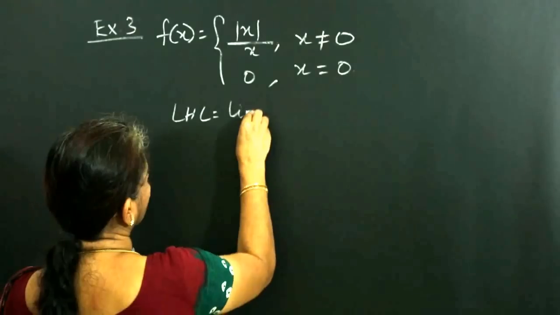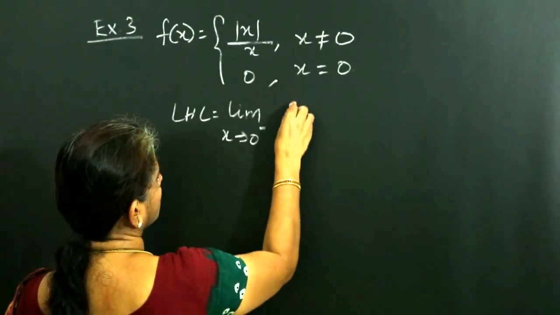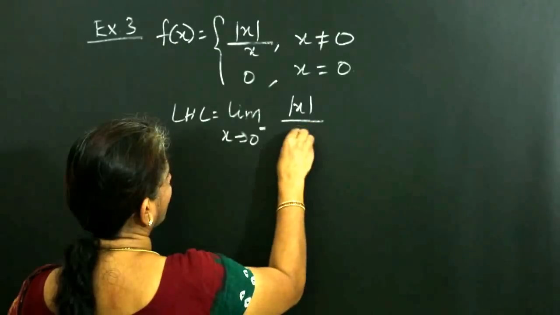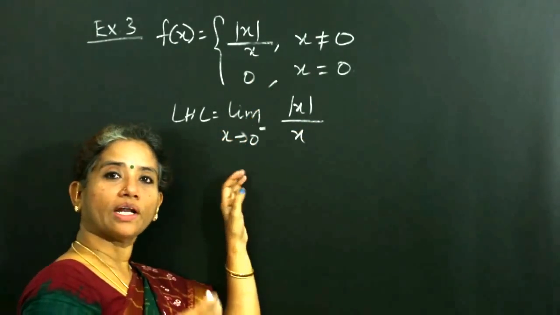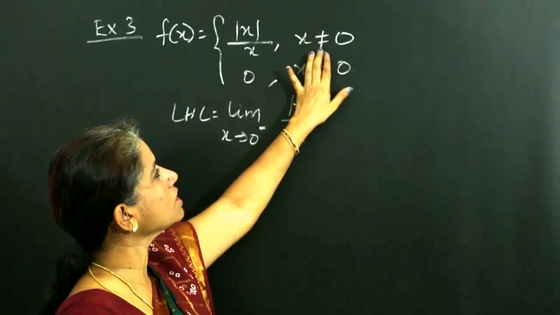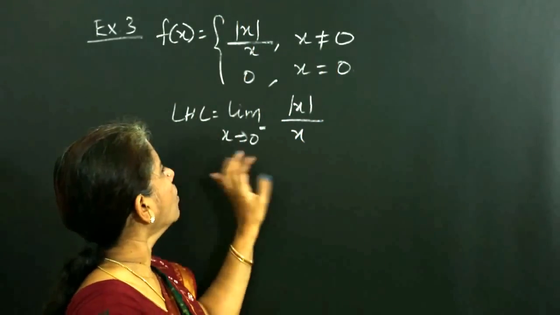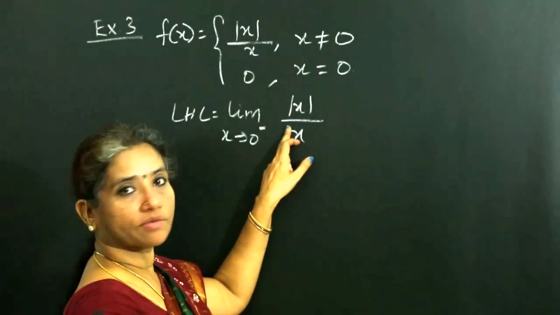Left hand limit is the limit as x tends to 0 minus of this function, correct? Modulus of x by x. In this question, for the left hand limit also the same function, right hand limit also the same function, because when x is not equal to 0, the function is only this. Now, limit x tends to 0 minus of this.